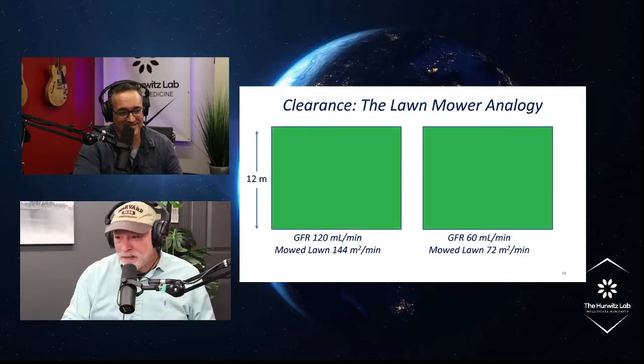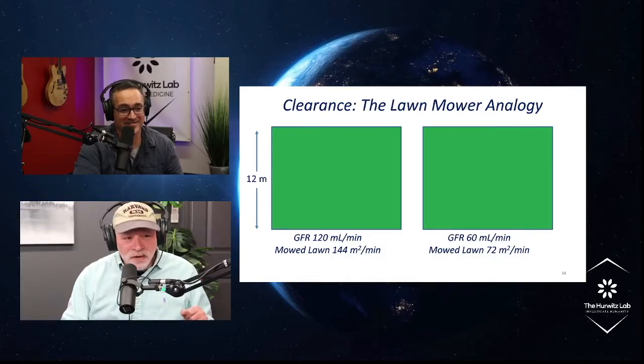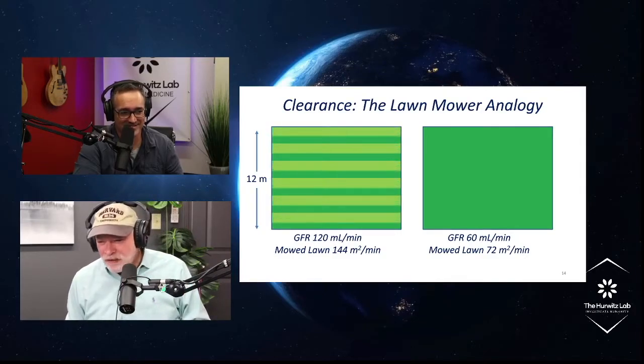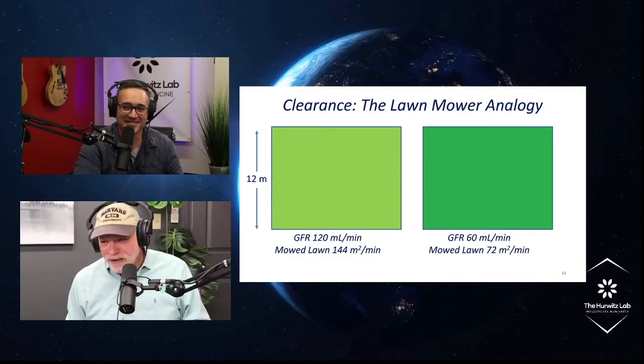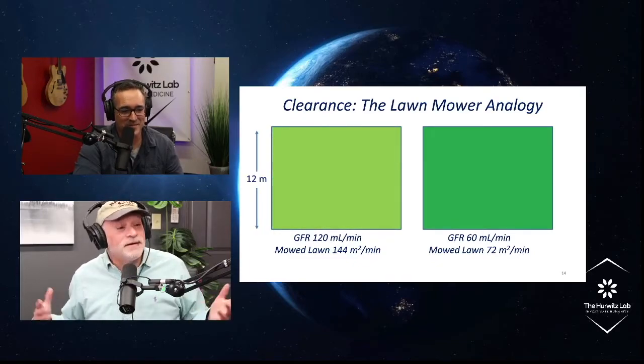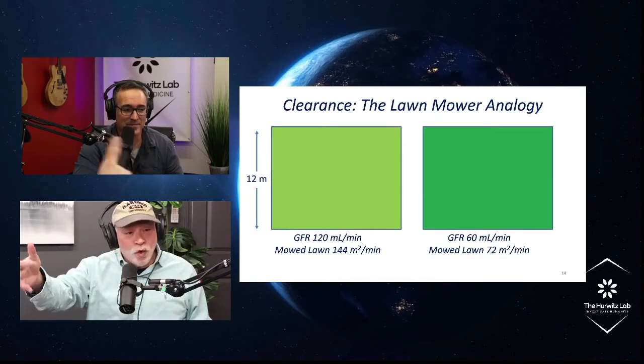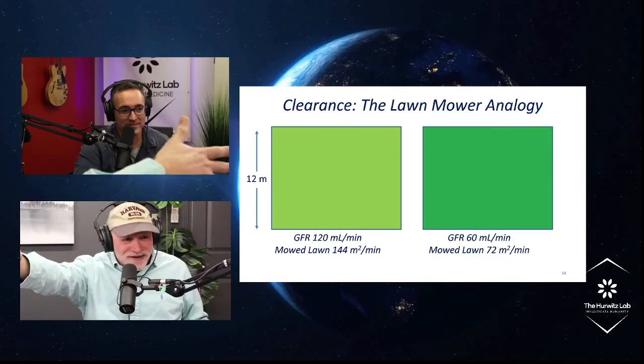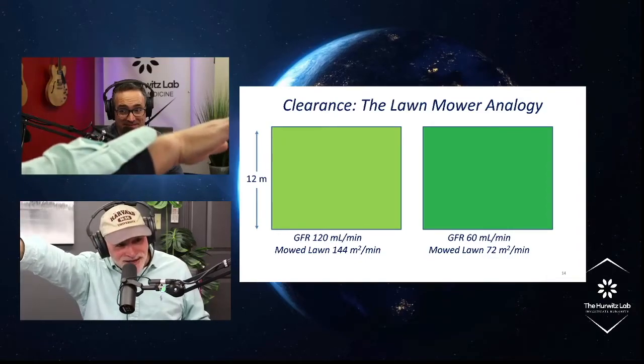So you started with the unmowed lawn, and the lawnmowers are all set up. All 2 million of them are set up, and you say, go. And then you give them a minute. And the normal function is in a minute, they clear the whole lawn, okay? And you say mowed lawn is 144 meters squared per minute. That's a clearance. So even though that's a real-world clearance, it's the area cleared per minute. That whole lawn was cleared in a minute, okay?